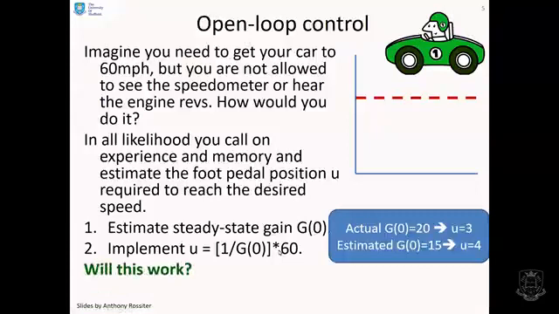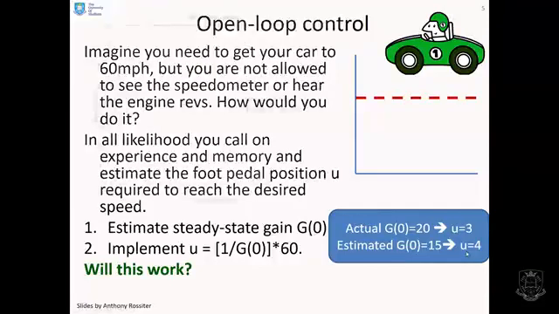Now, will this work? So let's consider a realistic situation. You think that G of 0 is 15. So therefore, you're going to say, I need a U of 4 to get me to 60 miles an hour. However, what if G of 0 was actually 20? Then in reality, you would only need U equals 3, but you've decided to use U equals 4.